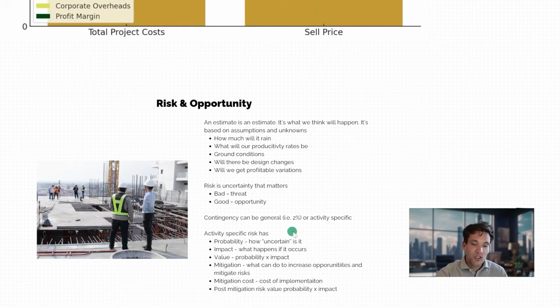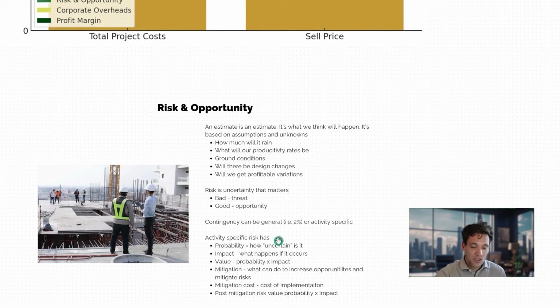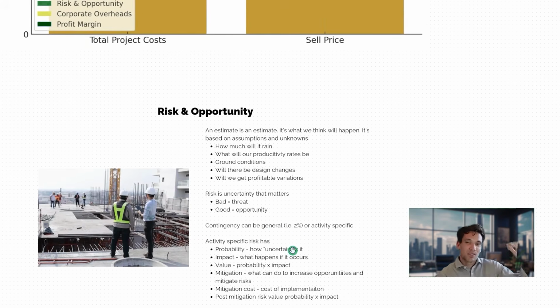Now, if we're going to do an activity-specific risk and opportunity register, we need to build up a complete superset of what could possibly go wrong. Against that, we apply a probability of how uncertain that event is, and the impact, what will happen if that occurs. Then we can get the value of that level of uncertainty, which is the probability multiplied by the impact.